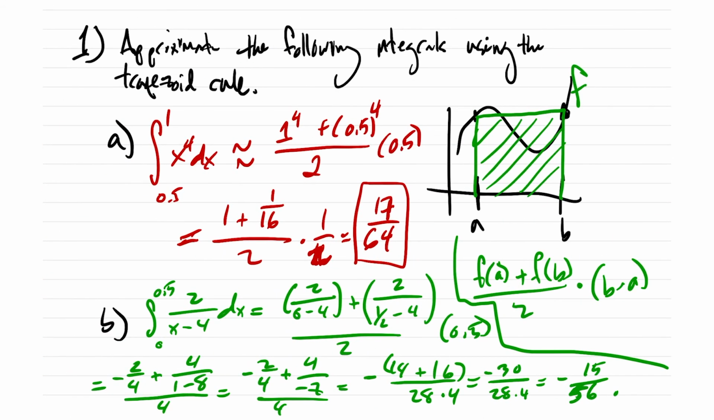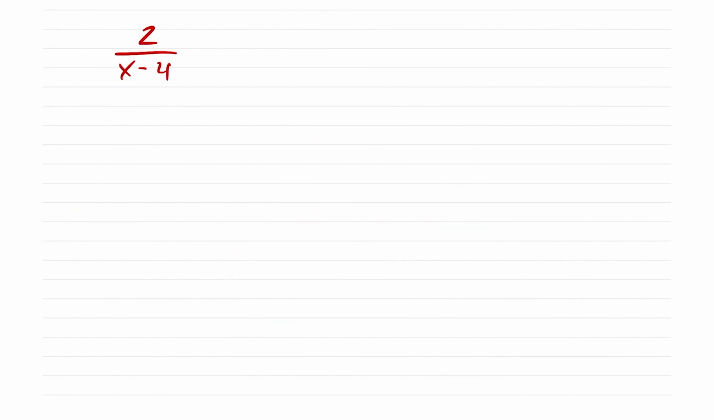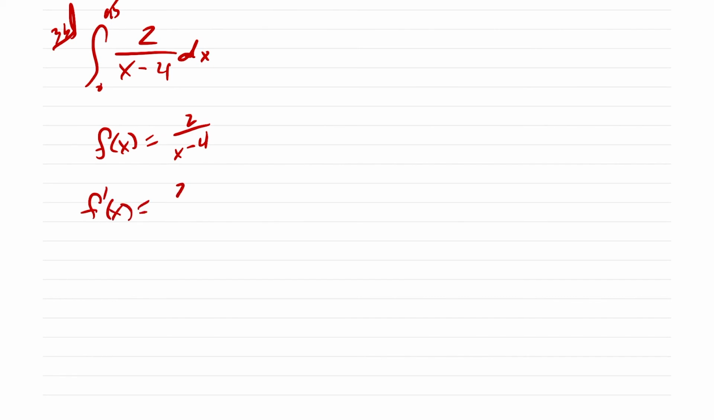So we have, say, 2 over x minus 4, if I remember right, for part B. Yep. And so this is the integral from 0 to 0.5 of 3b dx. And so here we have f of x is equal to 2 over x minus 4. If we want to take a derivative, we get f prime of x is equal to 2 over x minus 4 quantity squared times -1.